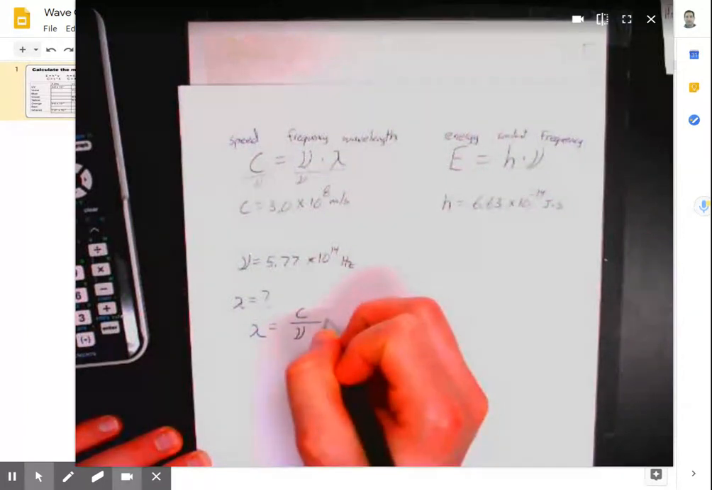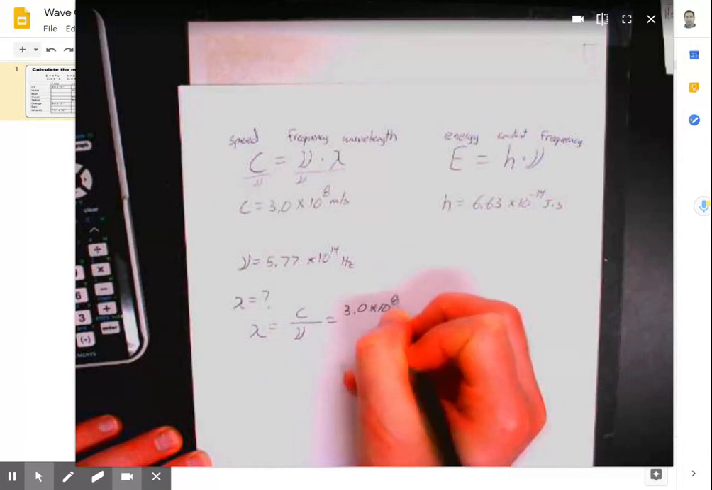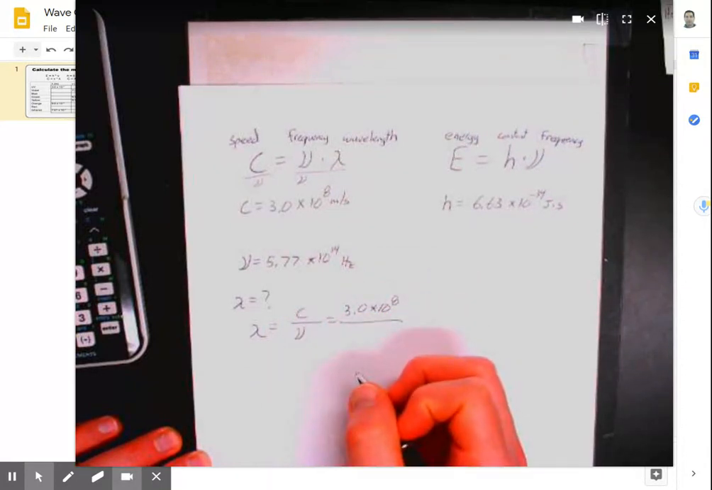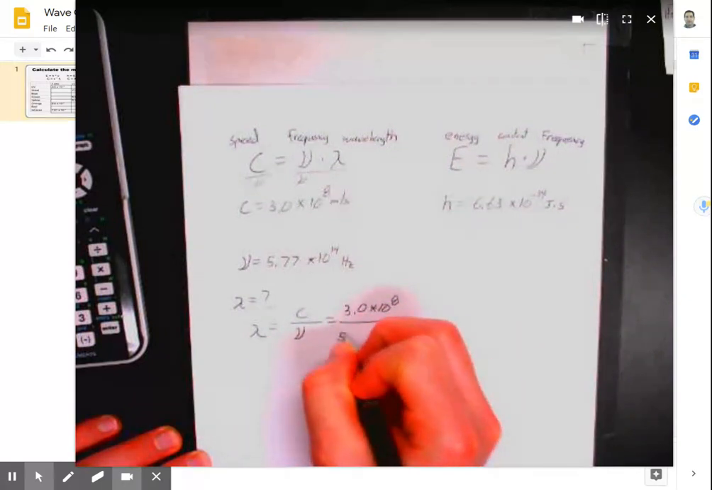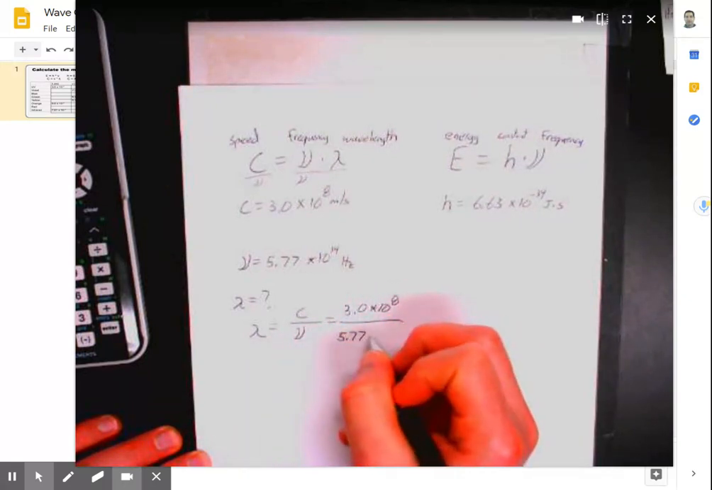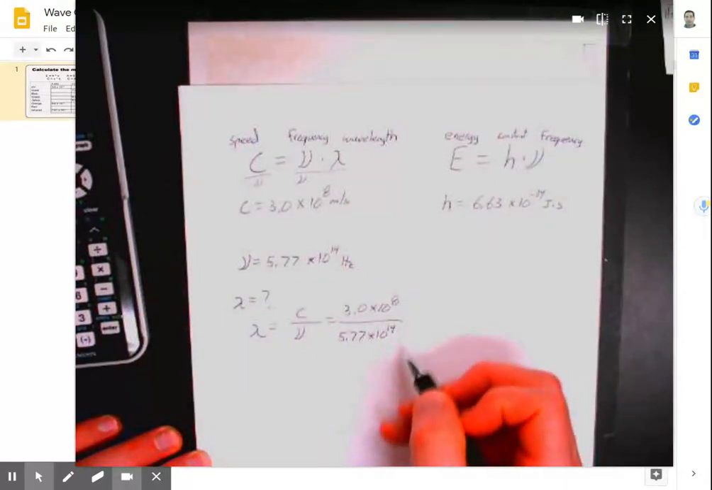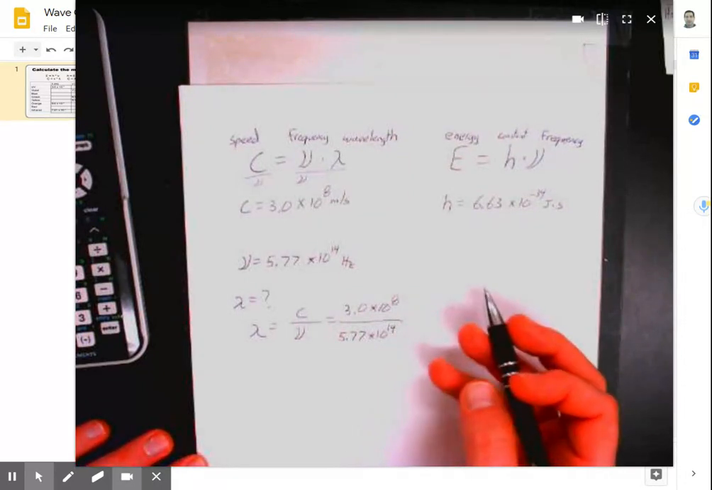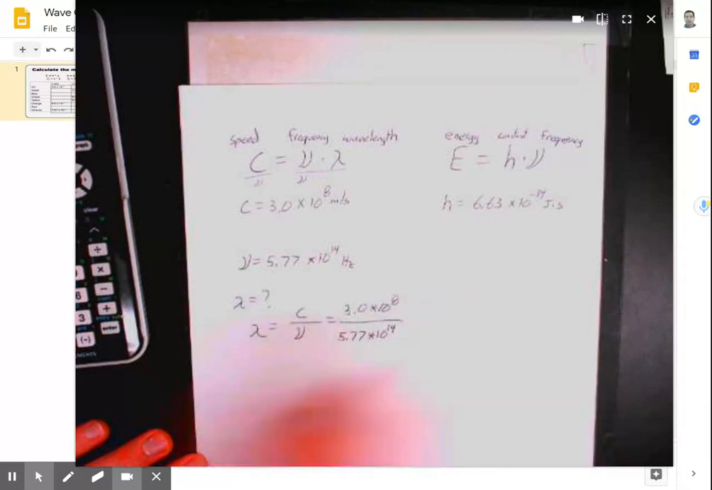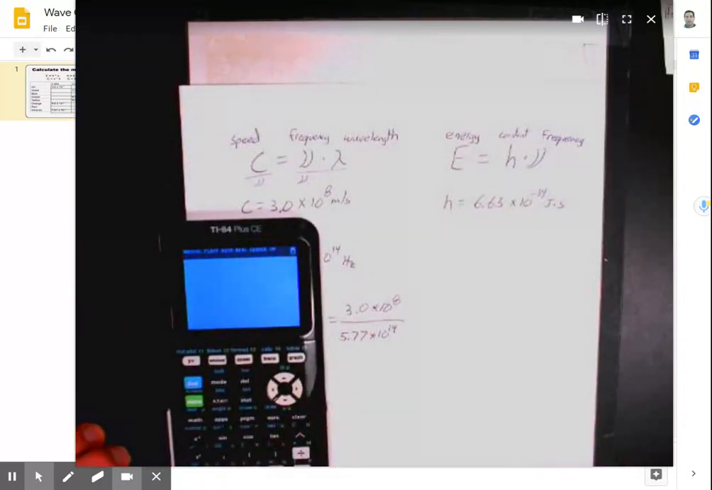And so we can take the speed of light, 3 times 10 to the 8th, and divide by our frequency, which is the number that we just took off that sheet, 5.77 times 10 to the 14th. And we're really just going to divide these two numbers, and the answer is the length of the wave in meters. Now, your calculator gets a little confused when you use powers of 10, so let's make sure we can enter this in the calculator correctly.